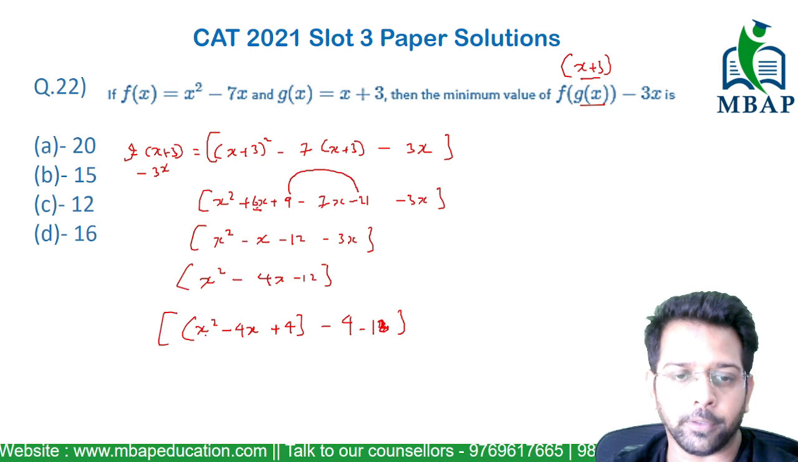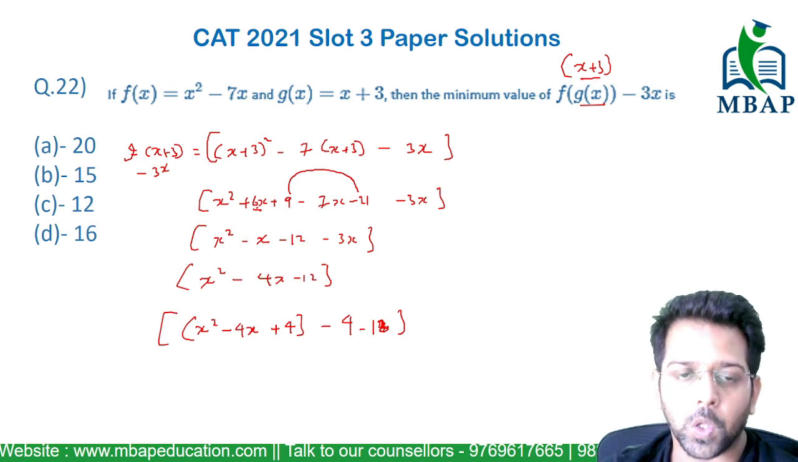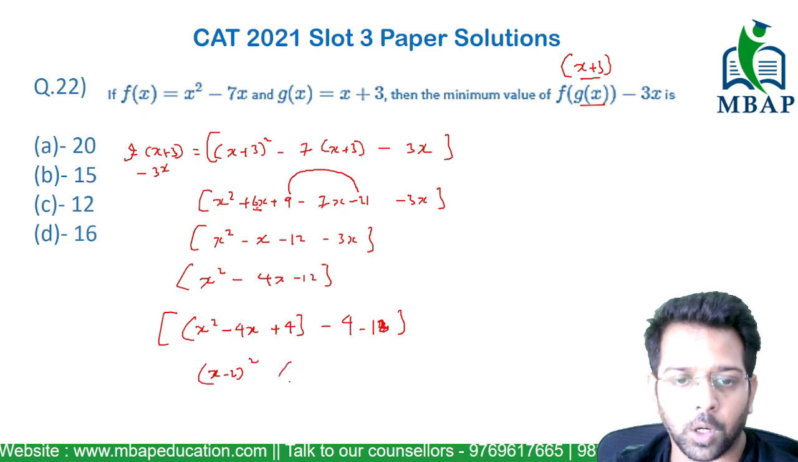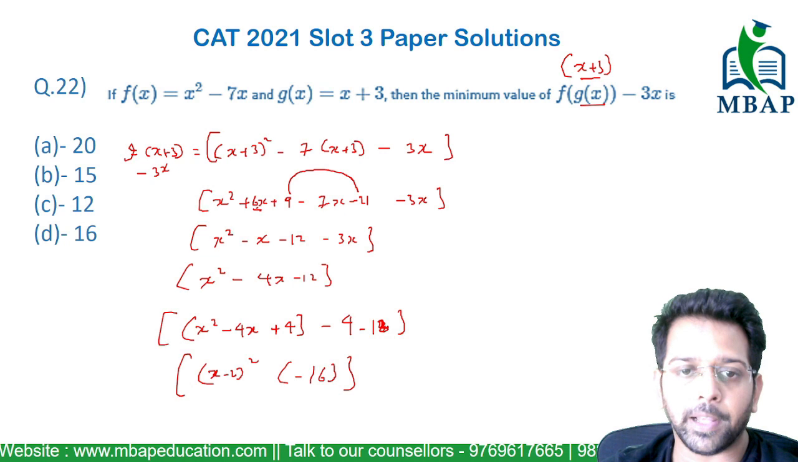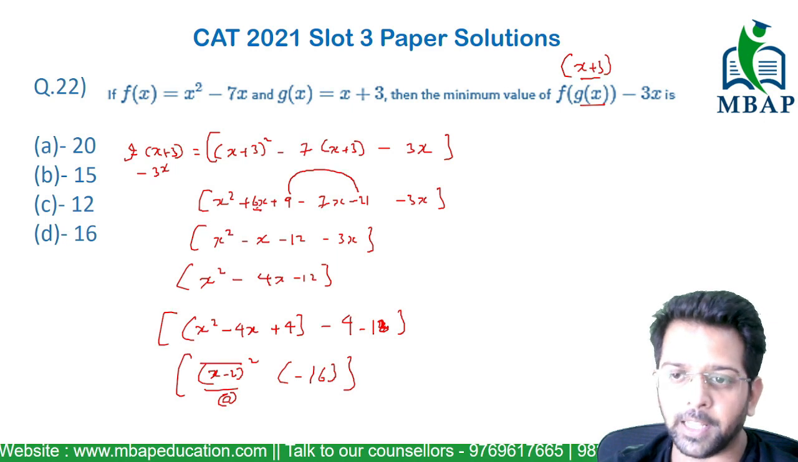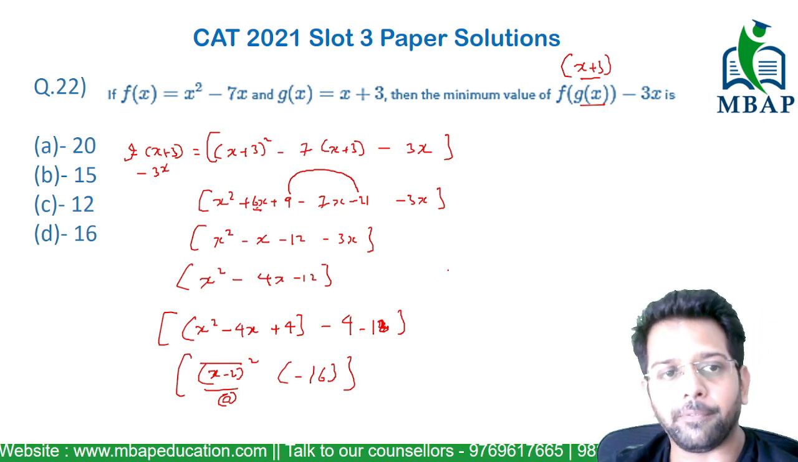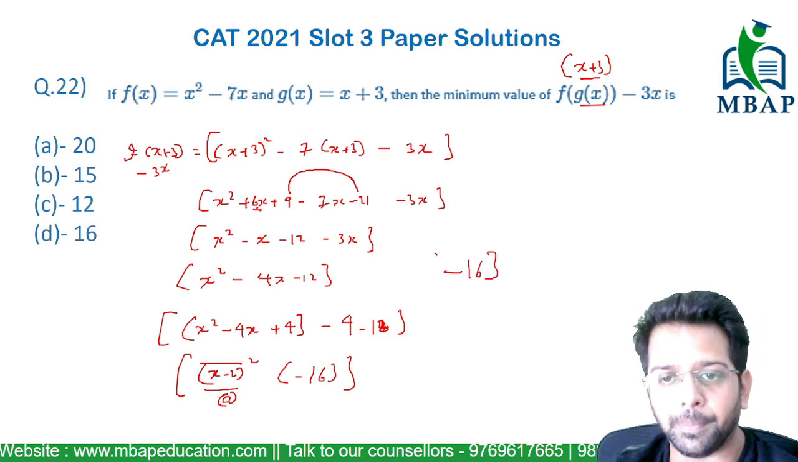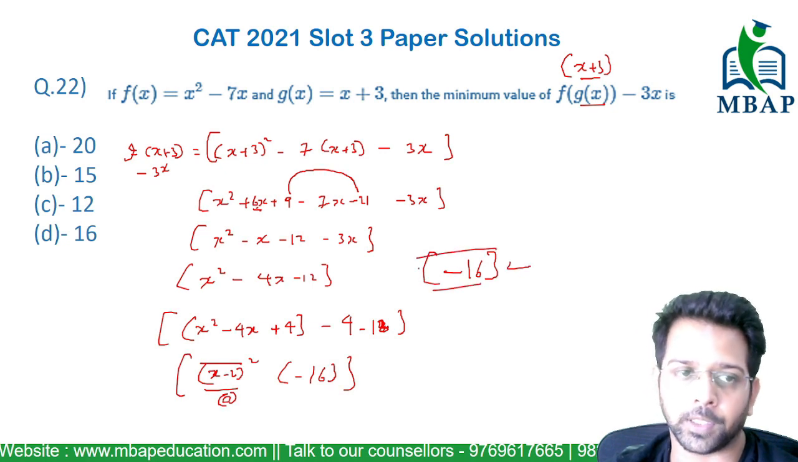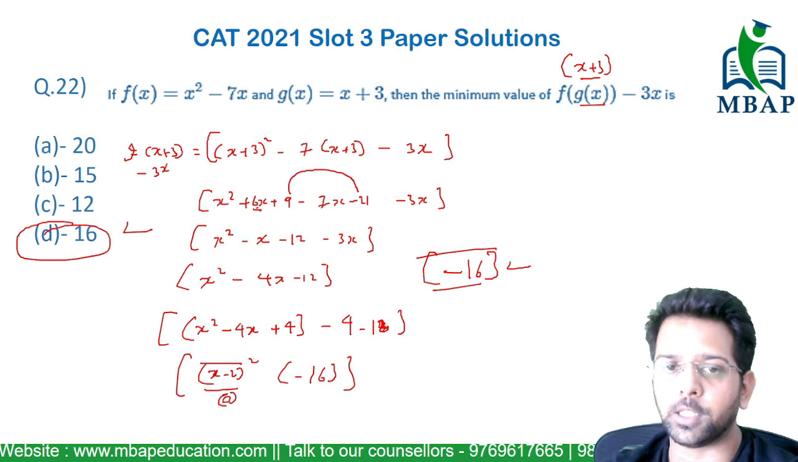Plus 4 minus 4, these will get cancelled. Now this is nothing but x minus 2 the whole square. On one side will be minus 16. The minimum value of this expression will be what? The minimum value is going to come when certainly x minus 2 becomes 0. And when x minus 2 becomes 0, my final minimum answer will be simply minus 16 for this question. And hence, we will mark option number D to be the final answer for this question.